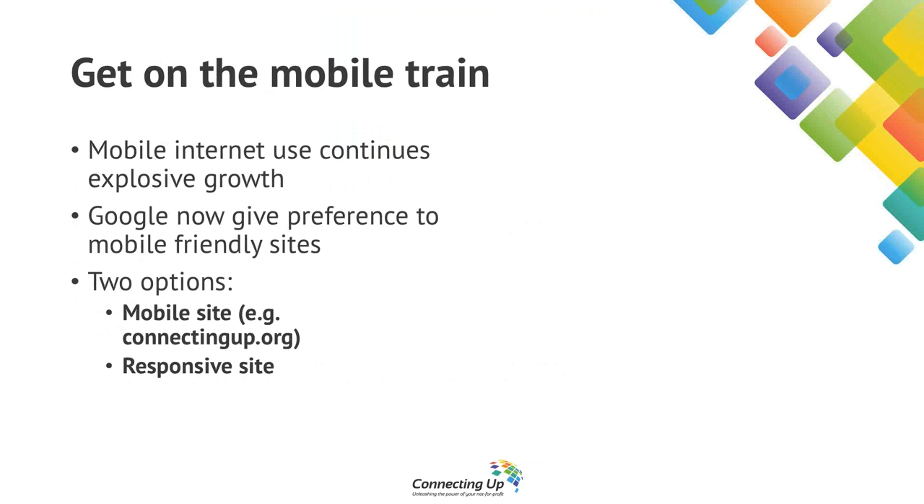Now, because this mobile internet use has grown so substantially, Google have changed their algorithm as of yesterday, so that they will give preference to mobile-friendly sites. So what that means is if somebody is searching for your organization on their mobile phone and you don't have a mobile-friendly website, then your website is potentially not going to rank as highly as other people's websites. Now, there will be exceptions to this.